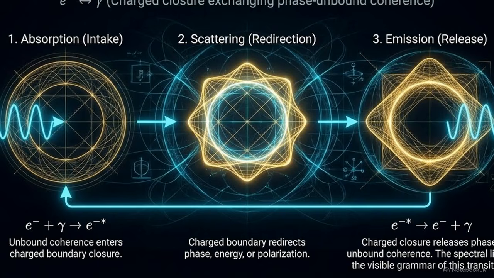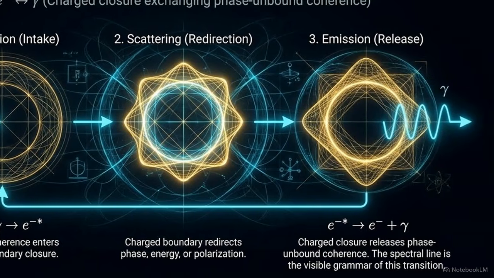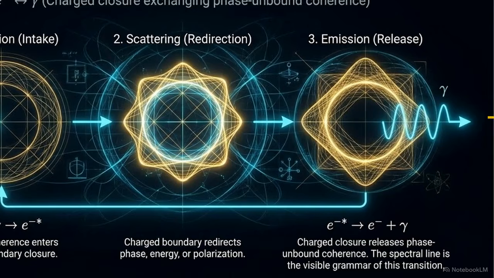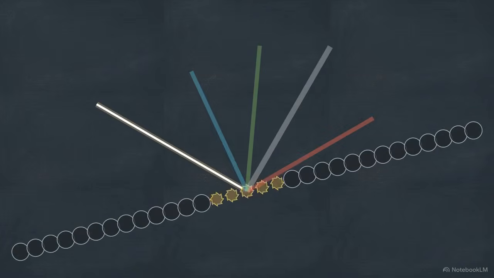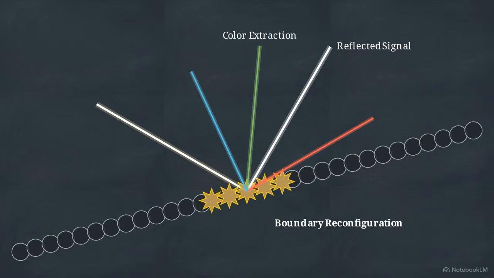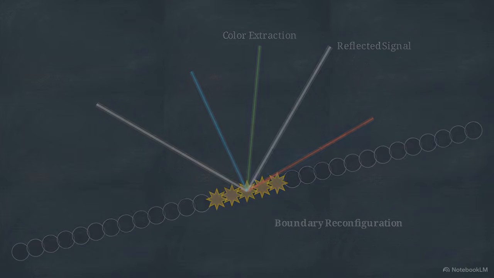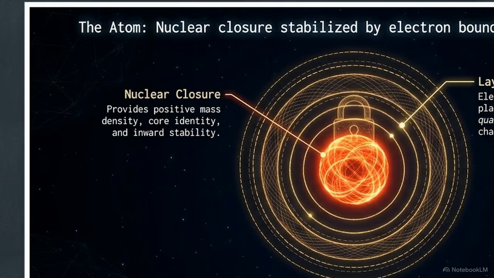In step 3, the closure resolves back to its baseline by ejecting a quantum of phase-unbound coherence, a photon, back into the environment. Every optical property we observe, from color to reflection, is the visible result of these specific boundary reconfigurations. These boundaries stack to create the architecture of the atom.